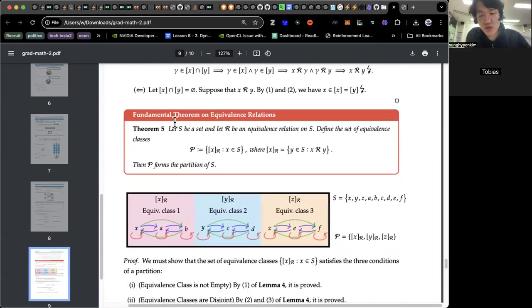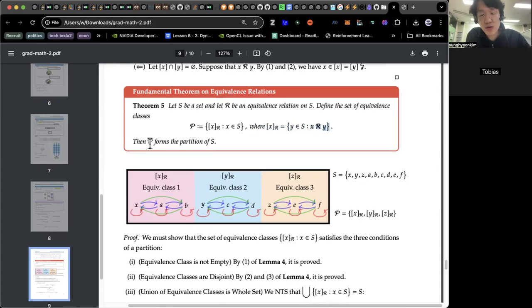Based on this, we can talk about the fundamental theorem of equivalence relation. Let S be a set and let R be an equivalence relation on S. Then we can define the set of equivalence classes as the equivalence classes of y, where y is an element of S and x and y have a relation under R. Then P forms a partition of S. So it is a kind of link between equivalence class, equivalence relation, and partition.